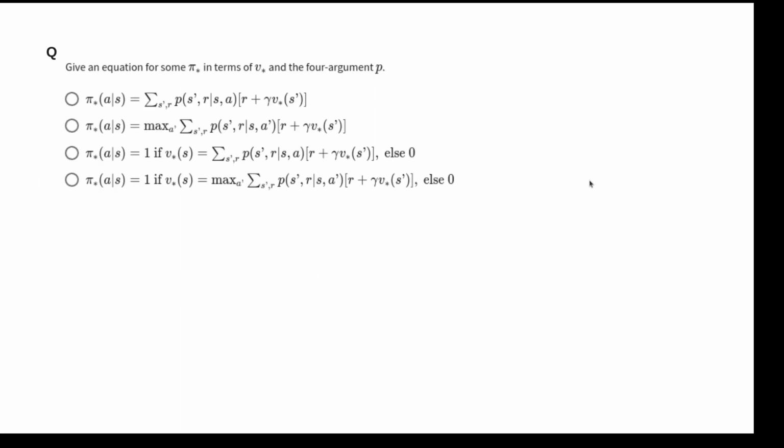Now coming to this question: given the equation for pi star in terms of q star and for argmax. You have to find which one is the correct.